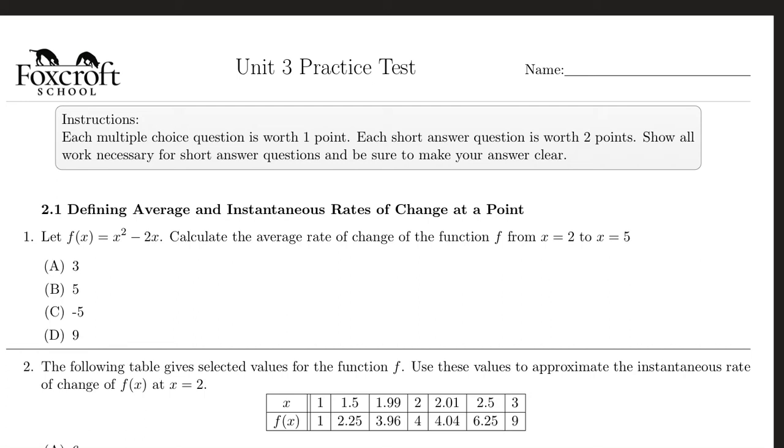This video, and I'm probably going to break it up into multiple videos. So these videos are going to go over the solutions to the practice test for our Unit 3. I would advise you to do the whole practice test as best you can, like an actual test. Try not to use your notes, try not to use the videos yet.